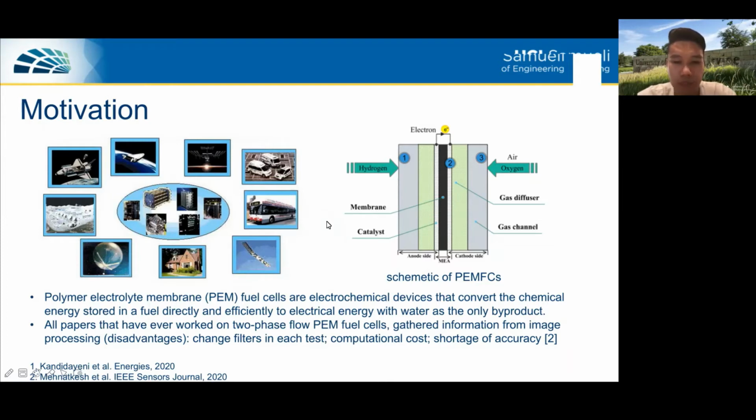And all papers that have ever worked on the two-phase flow for the PEM fuel cells gather information from the image processing methods, which have some disadvantages, like they need to change filters in each test, with a high computational cost and a low accuracy. So in this paper, we train a CNN model to predict the water content in the PEM fuel cells.